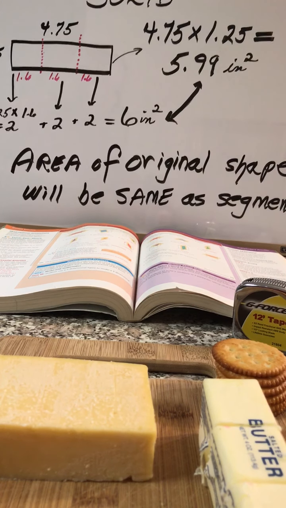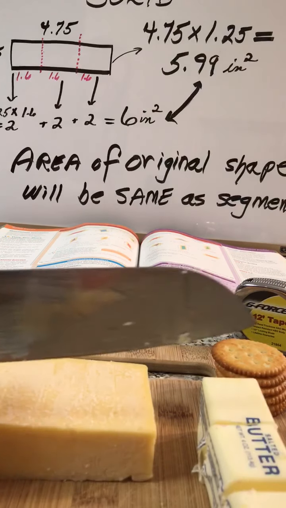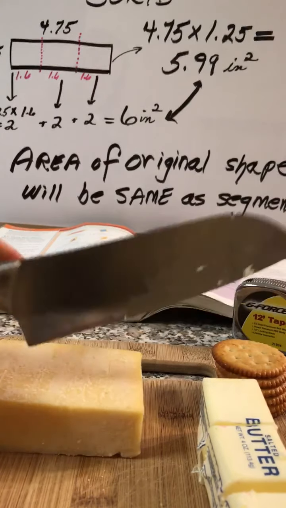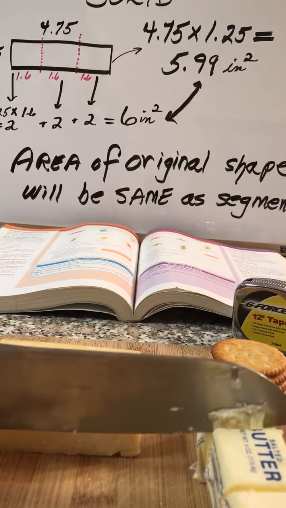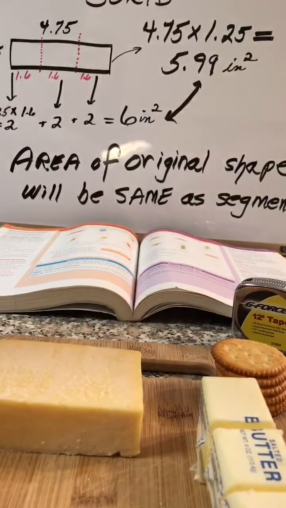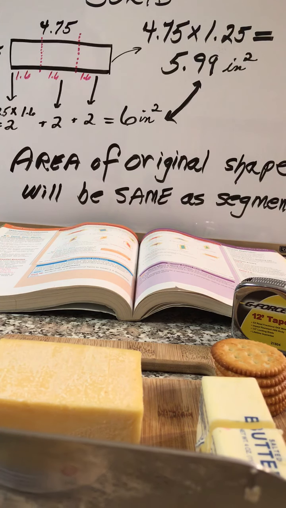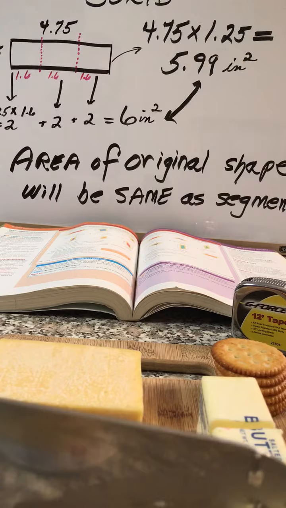But we're going to do some demonstration here with actual food items. Here we have a block of butter, and the block of butter is smaller than the block of cheese. The dimensions of the butter are, this way is 4 3/4, and that's 4.75. And this way is 1 1/4, that's 1.25.